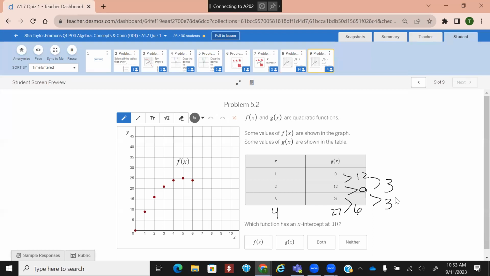On the last slide, which one has an x-intercept at 10? You would have to continue this. And remember, this has an axis of symmetry at x equals 5. So the same thing that happened over here is going to happen on this other side. So is that going to have an x-intercept at 10? Yes. What about this one? Well, we would have to continue this.